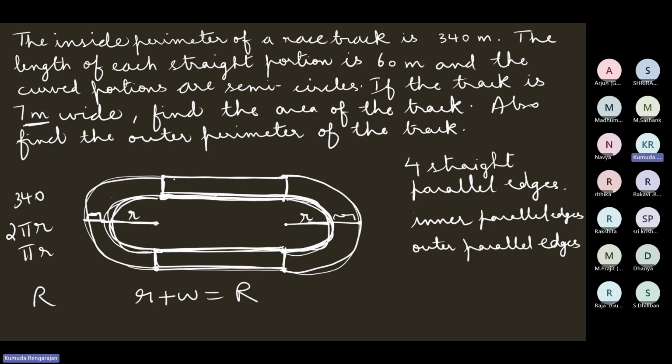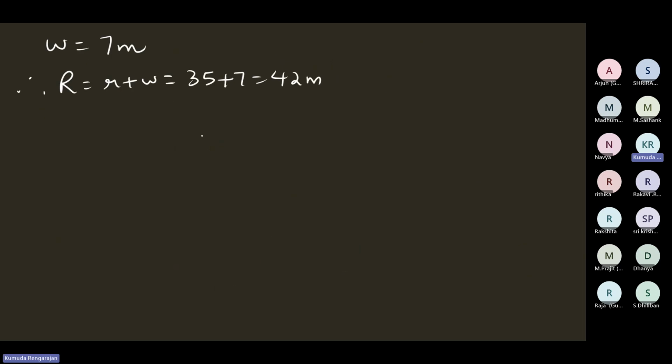Can you see? This one. We need to find the area of this region, and this one is a semicircular ring. This one is also a semicircular ring. We know what a circular ring is. This one is a circular ring. This region, this one is a circular ring.